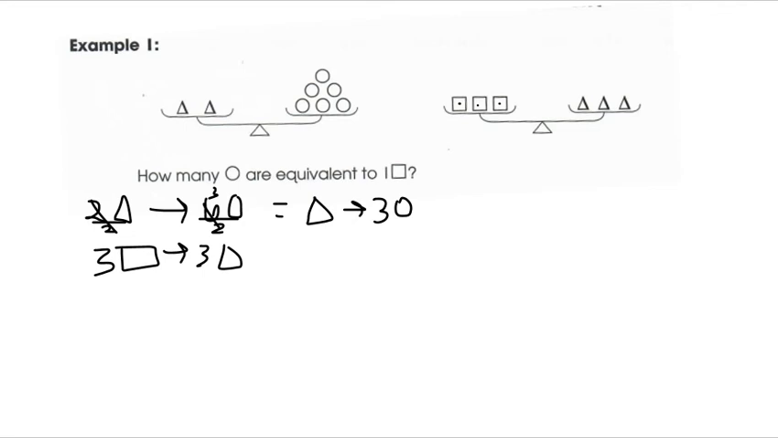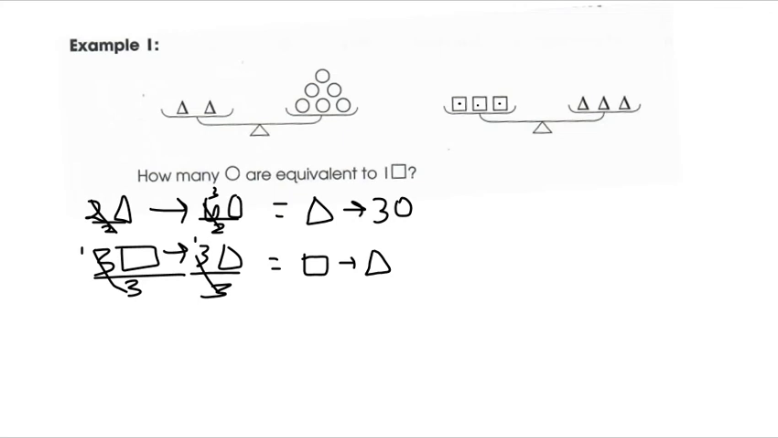And then this one, what can both be divided by? Both can be divided by 3. 3 divided by 3, and then both of these cancel out. 3 divided by 3 is 1. So that means that we get 1 square is equal to 1 triangle.